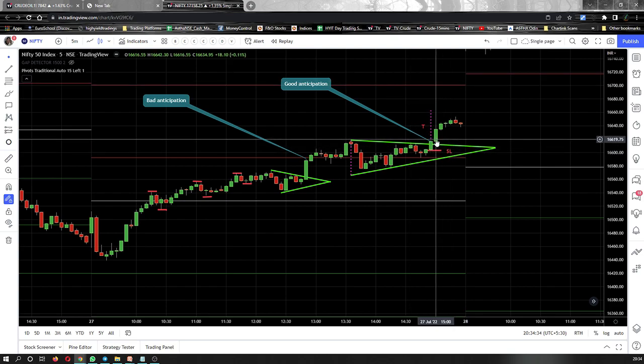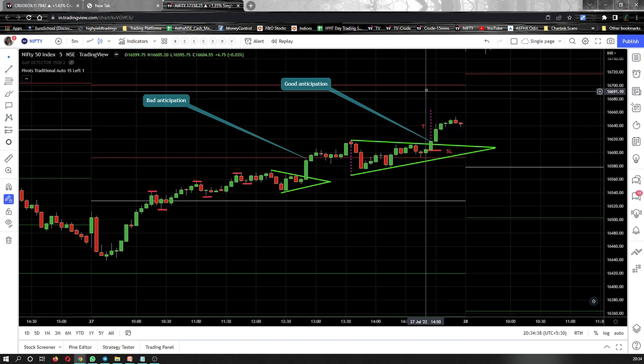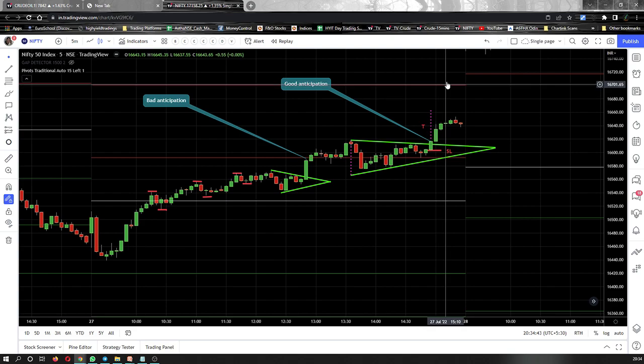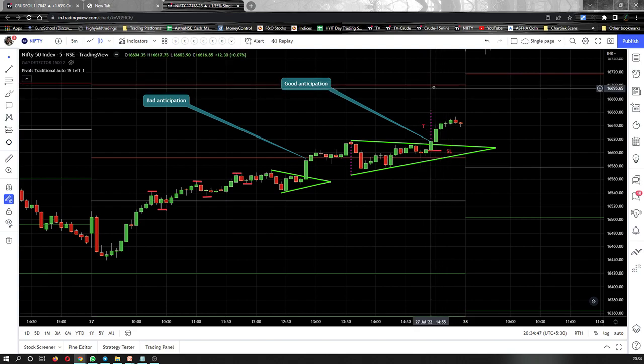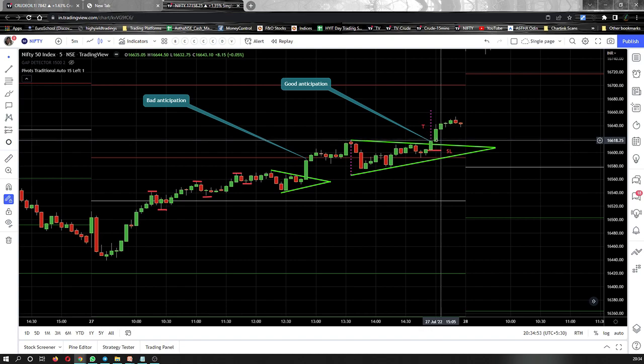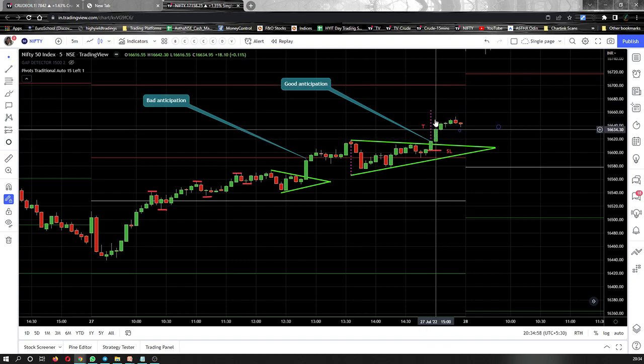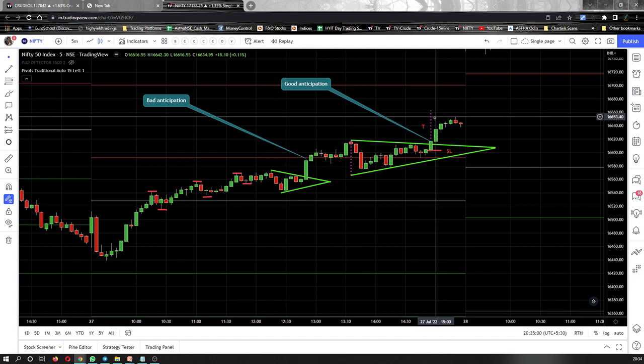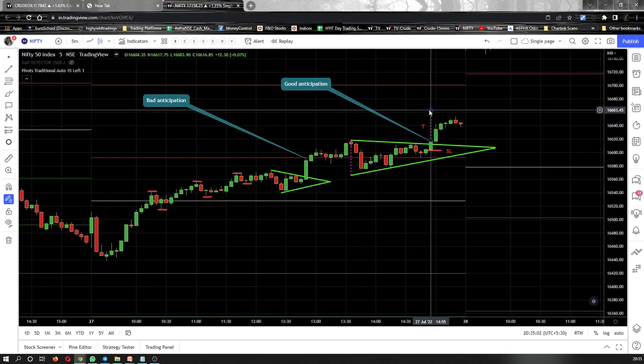Because if I take an entry here, I have ample amount of space for the stock to move up before it faces the next resistance. So the R2 line, the red line that you see here, is the next resistance. And the gap, the space between this breakout and the next resistance is good enough for me to book my profits. So that becomes my second confirmation.